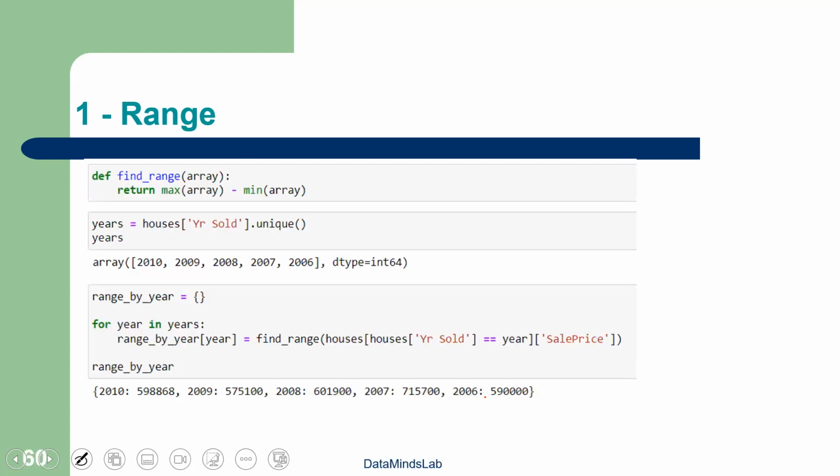subtraction from the max. So we'll have the complete range for that particular attribute. For example, there is a small function I have written called find range. It takes an array, calculates the max of the array and the min of the array, and returns the difference.